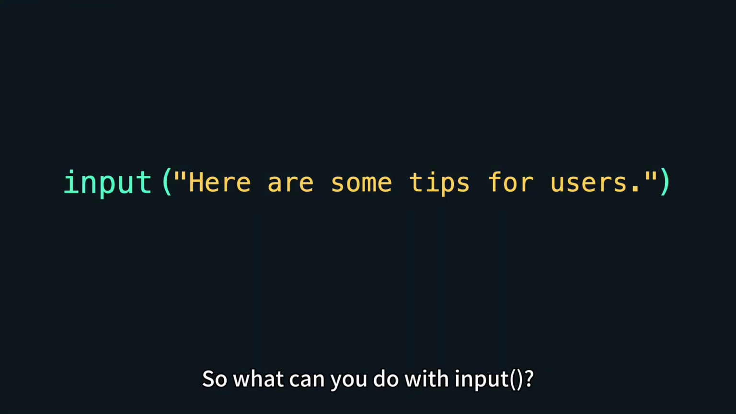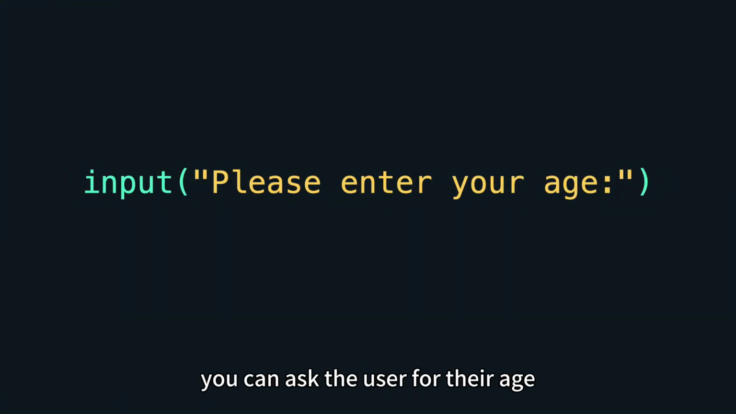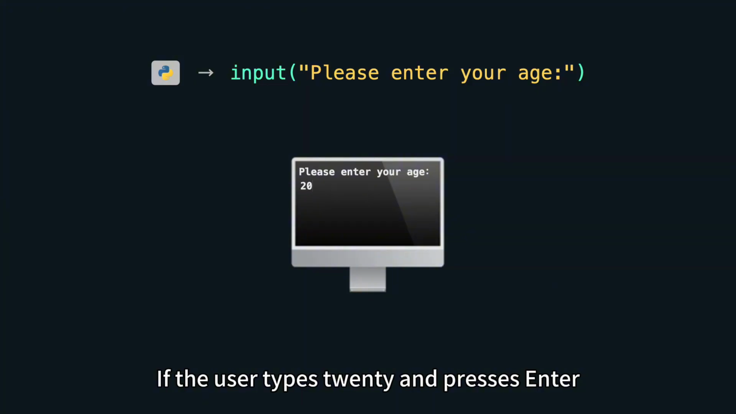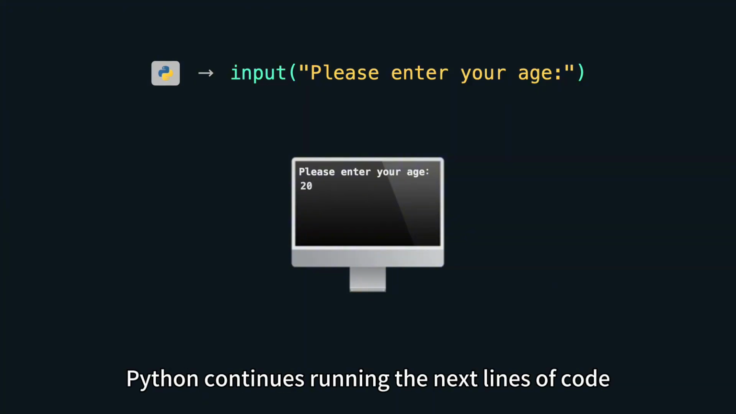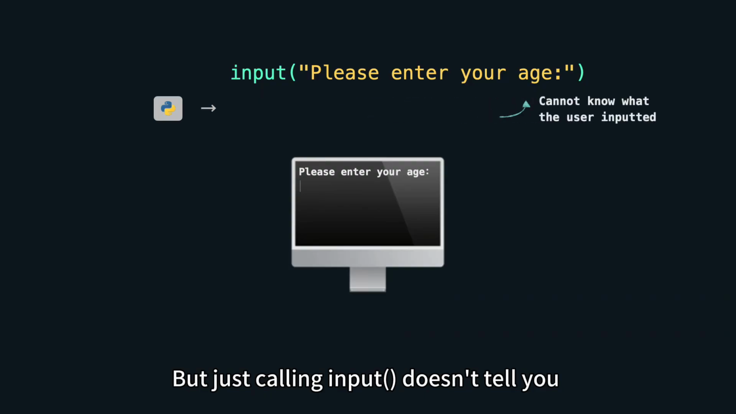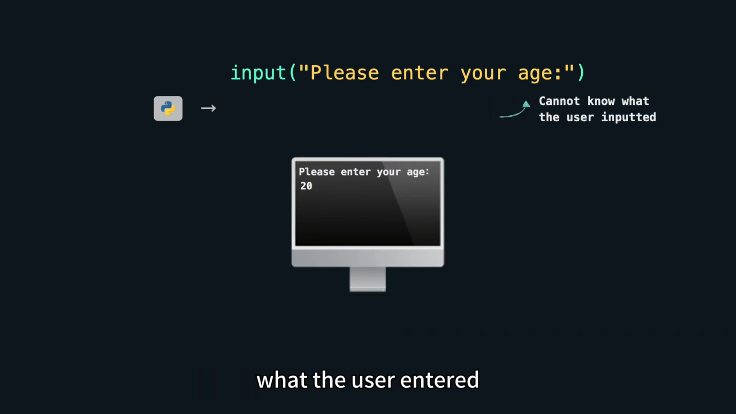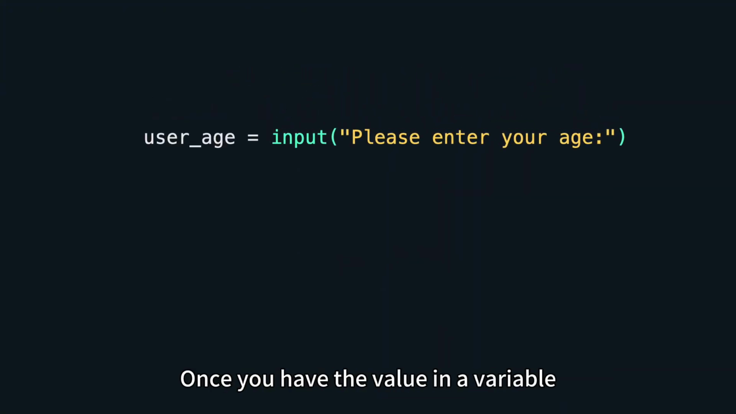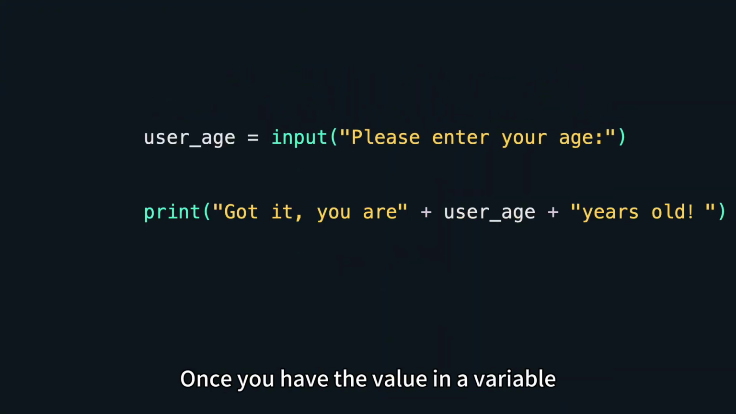So what can you do with input? For example, you can ask the user for their age. When the program runs, Python shows the prompt and waits for the user to type. If the user types 20 and presses enter, Python continues running the next lines of code, but just calling input doesn't tell you what the user entered. Fortunately, input returns that text, so you should store it in a variable. Once you have the value in a variable, you can use it for whatever logic you need.